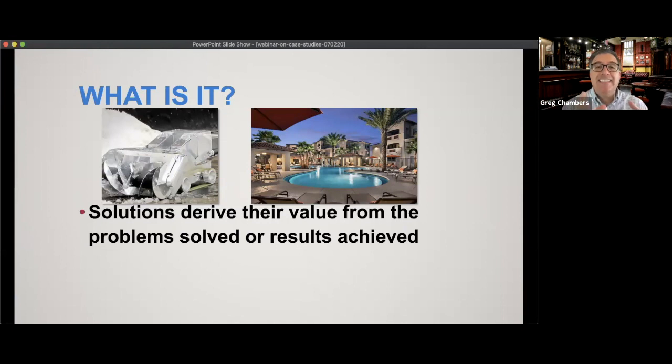So a case study helps demonstrate to the right person where your solution does apply, and where it does provide value. I hope that makes sense.